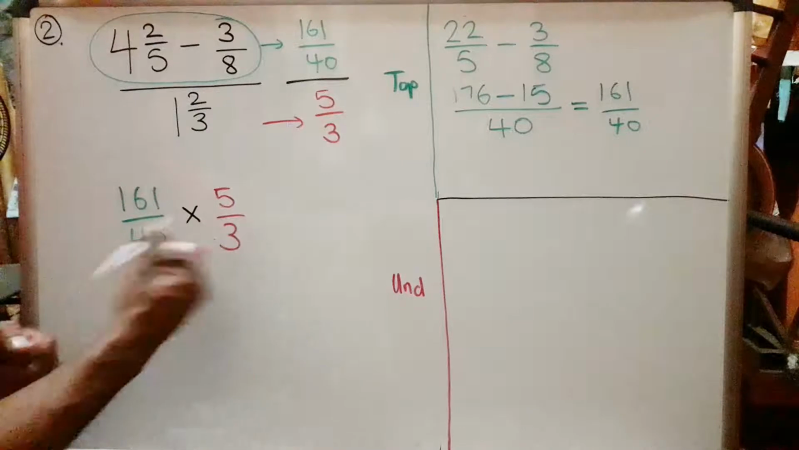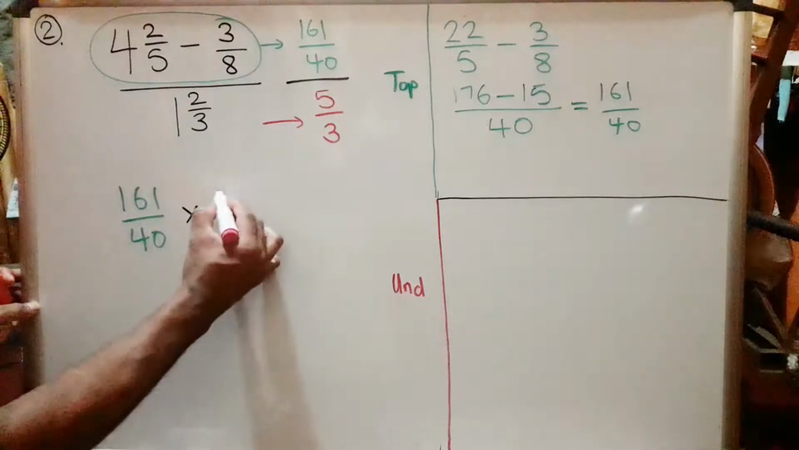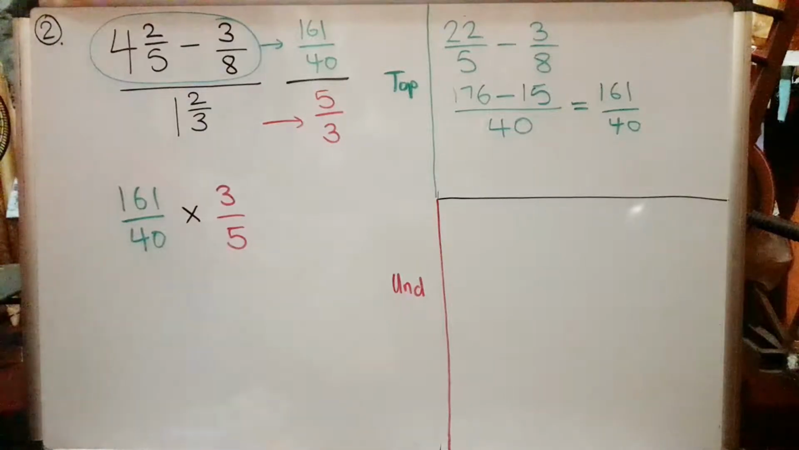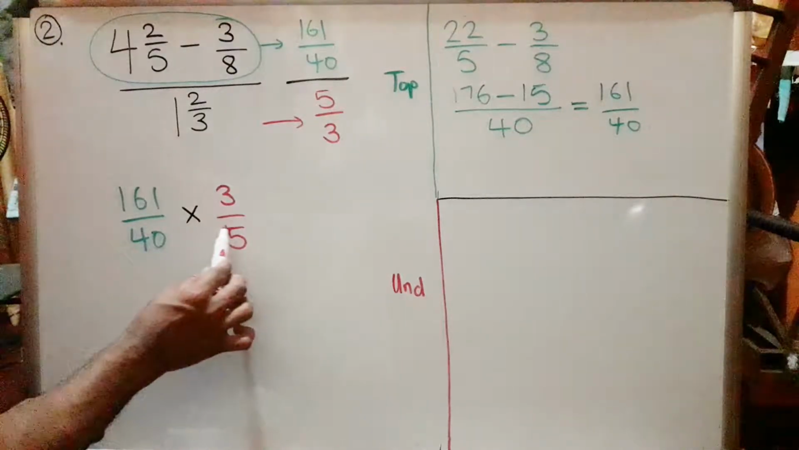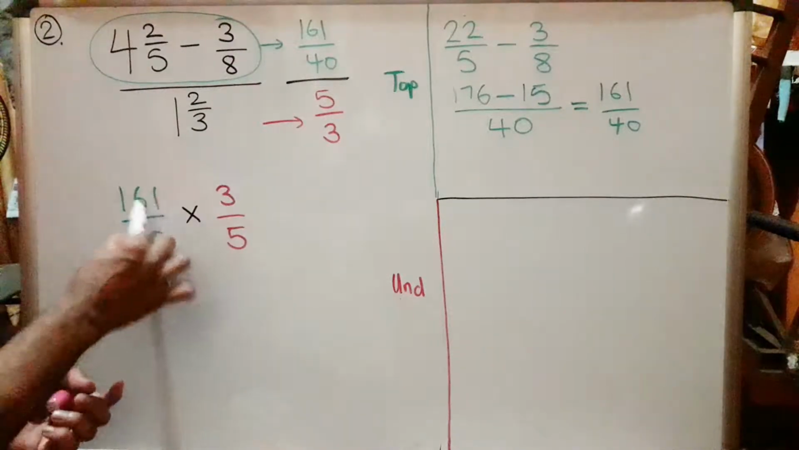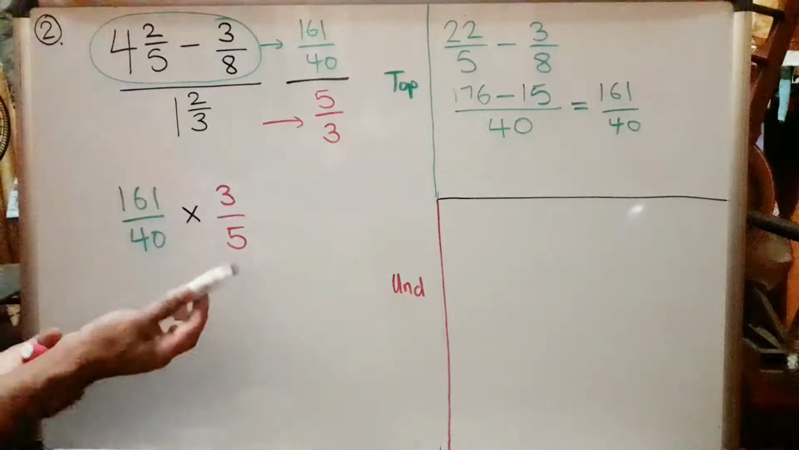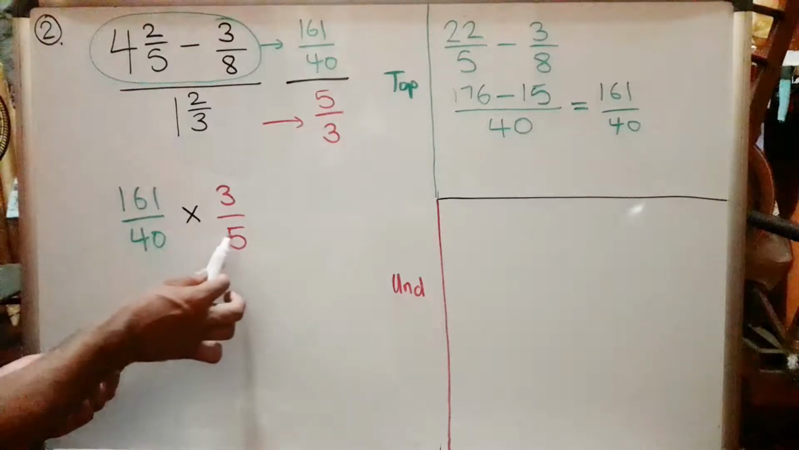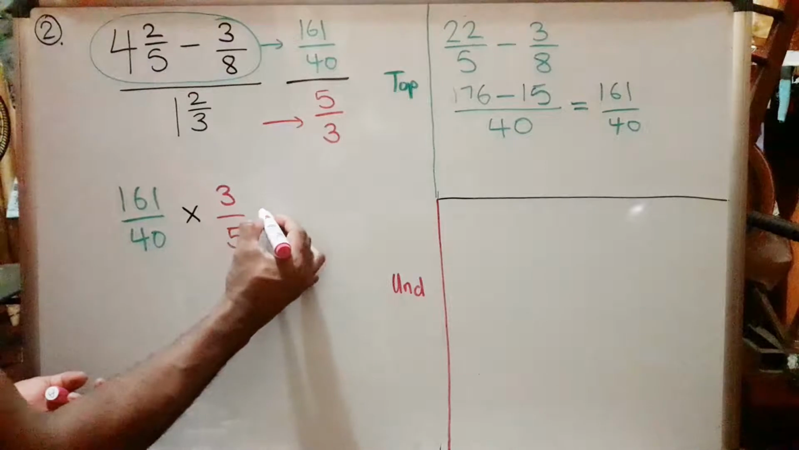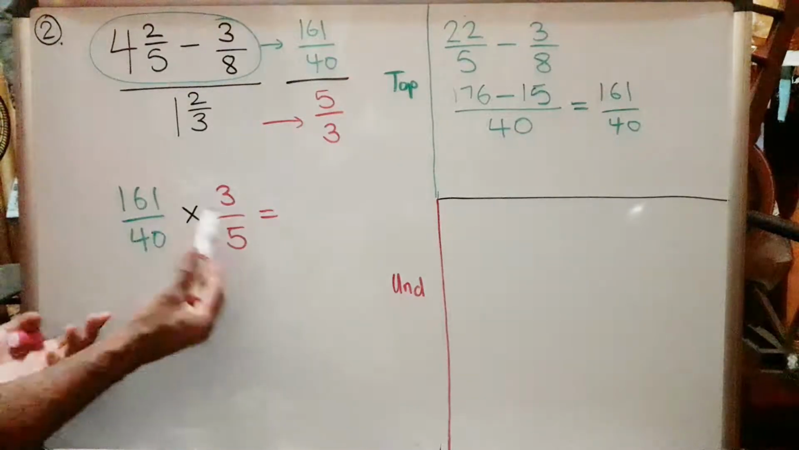So instead of 5 on 3, guess what? We're going to get 3 on 5. Now usually in a lot of questions, something from the underneath will be able to go in a certain amount of times on the number on top. But I don't see how this can simplify. 5 cannot go into 161, 3 cannot go into 40. So we have no choice but just to multiply it out.